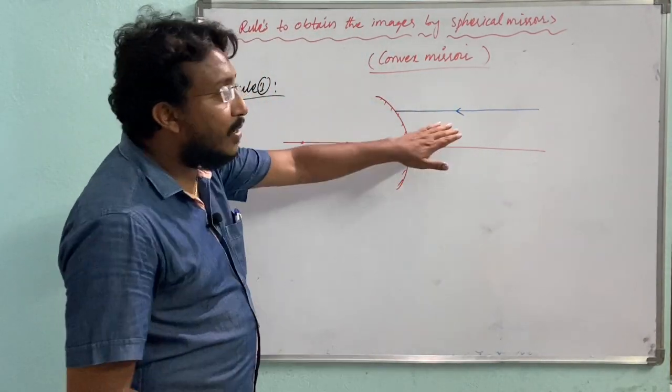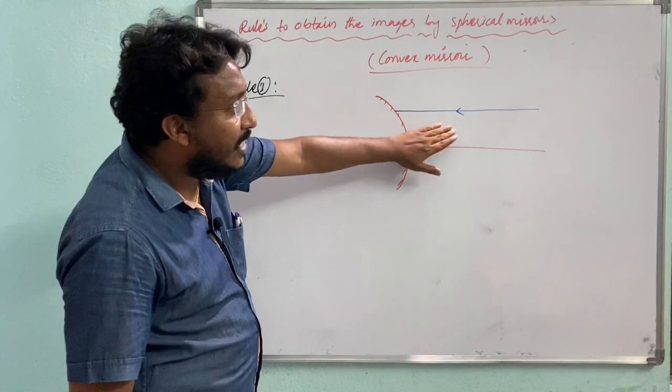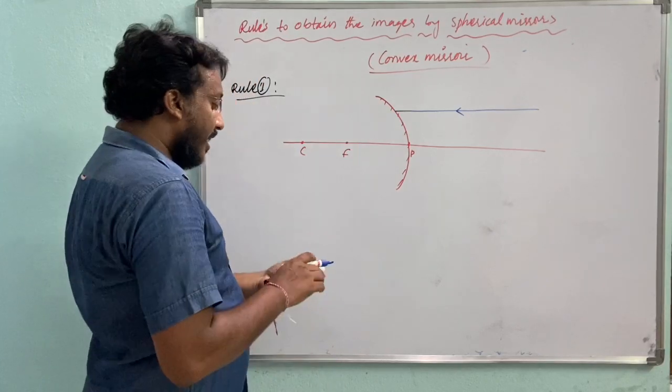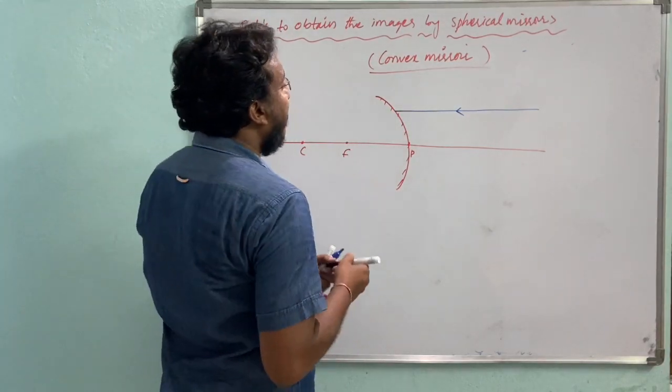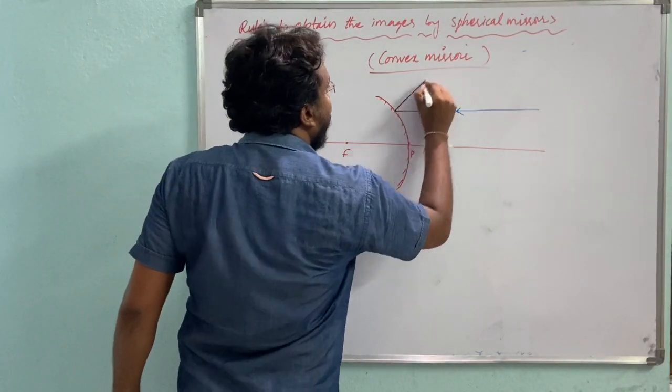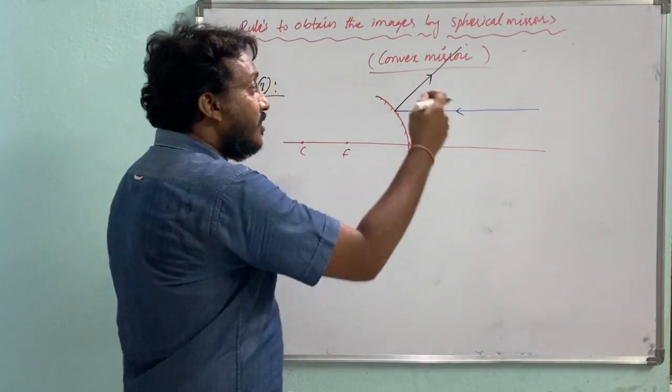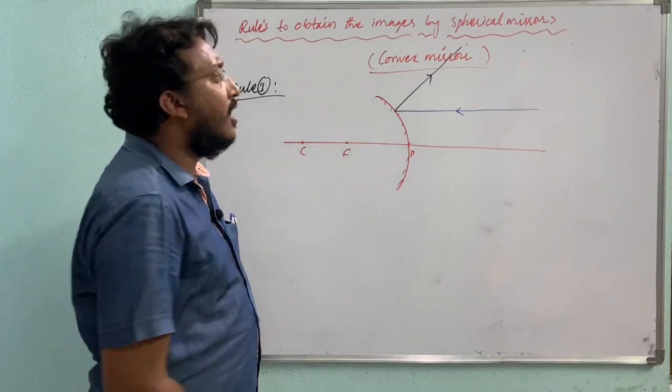This is a convex mirror. The convex mirror is also called a diverging mirror. Here the incident ray is diverged. The concave mirror is a converging mirror, so it converges. Here it diverges as it travels.